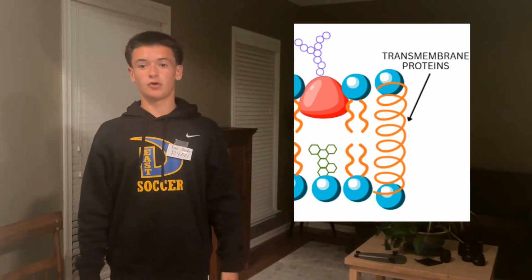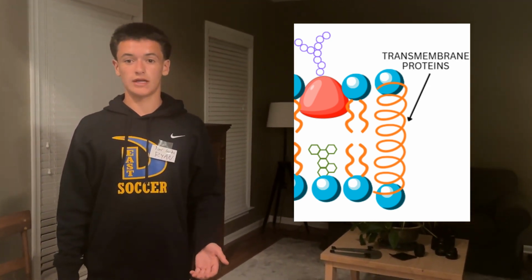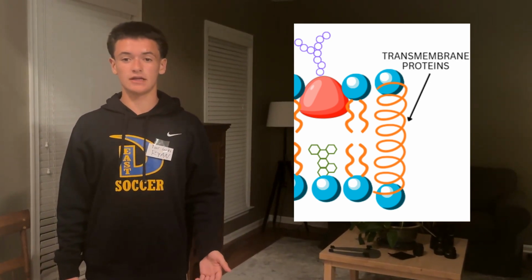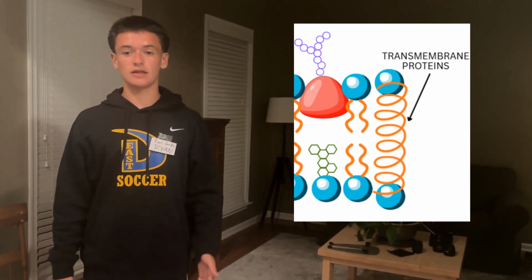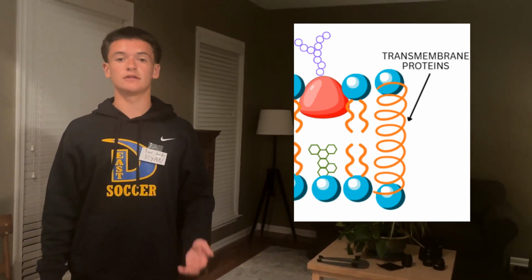Signal transduction proteins receive chemical signals from outside of the cell, such as hormones or neurotransmitters. They transmit these signals into the cell, triggering a response. This process allows the cells to adapt to changes in their environment and communicate with other cells.